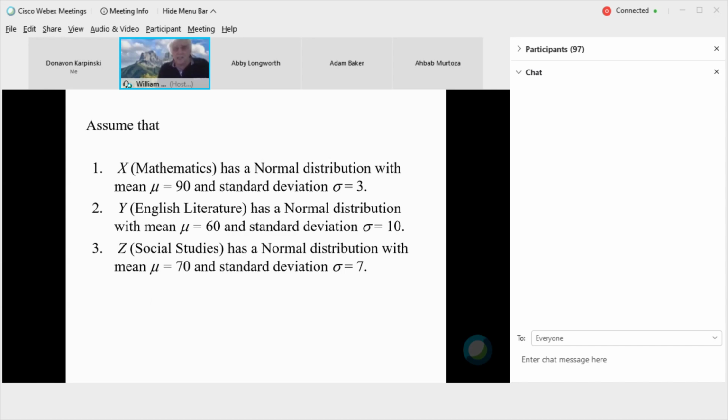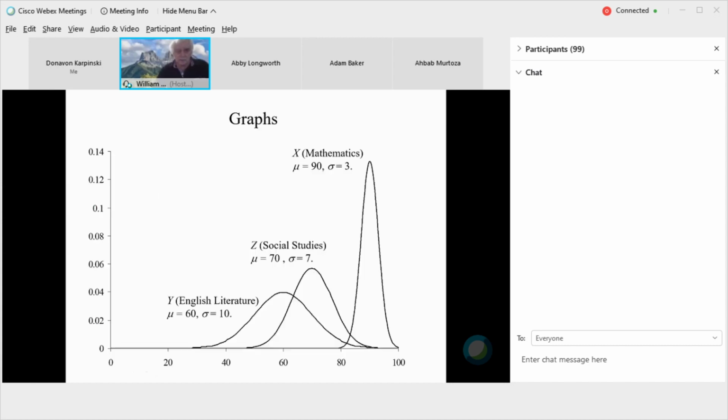The English literature test has a normal distribution with mean 60, standard deviation 10. So that mark will come around 60. The spread will be determined by the standard deviation 10. And Z has a normal distribution with mean 70, standard deviation 7. That's the distribution from which each of X, Y, and Z comes.